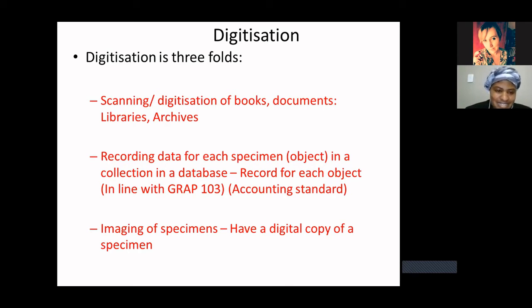You can refer to digitization as a manner of scanning or digitizing books or documents or your library archives. Or we can refer to it as recording data for each specimen in a collection in a database, the very same information from the field that I said we record. When you accession, you create an entry into a manual catalog book or a digital electronic database. We use it for those accounting standards that you have to comply with. Or imaging of a specimen, creating a digital copy of that specimen. Those are the three ways where we can implement digitization.